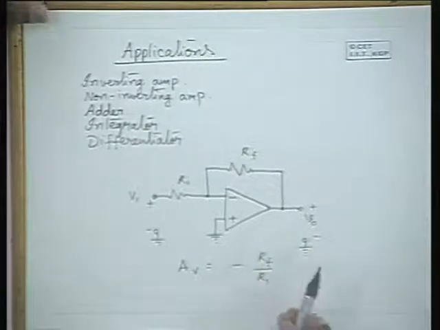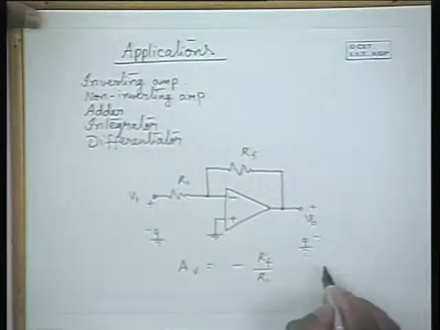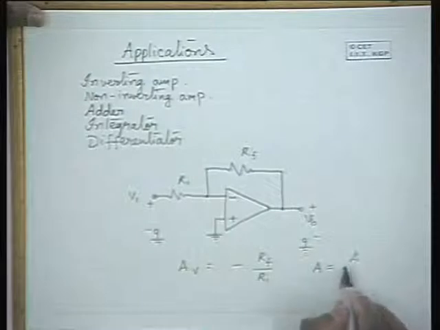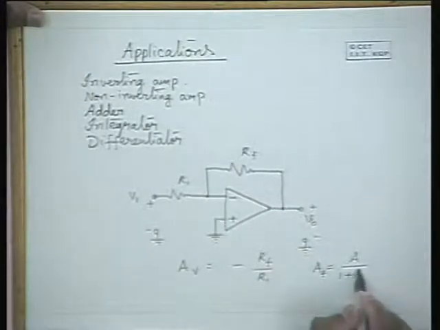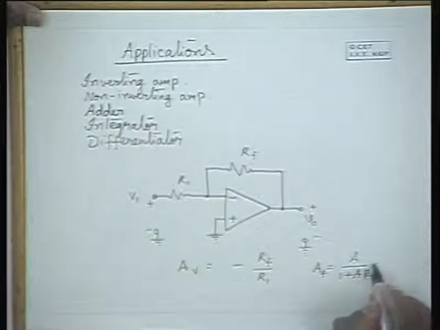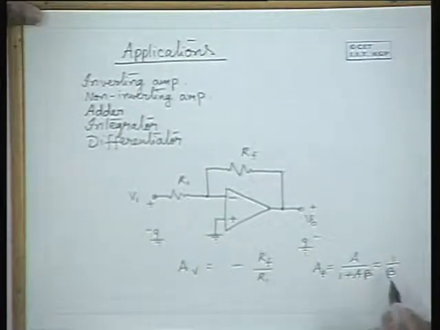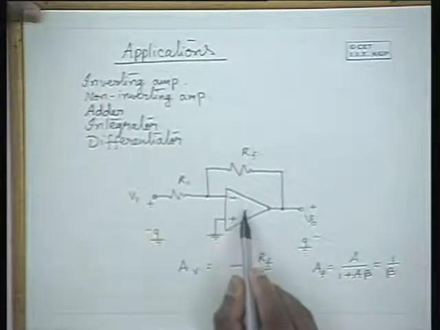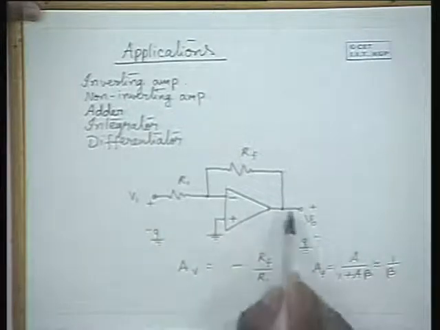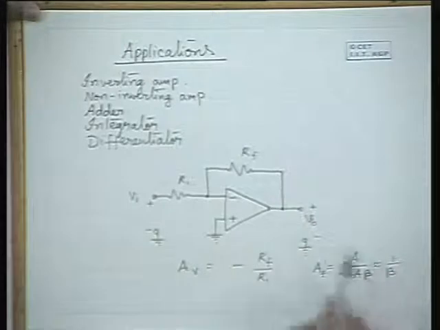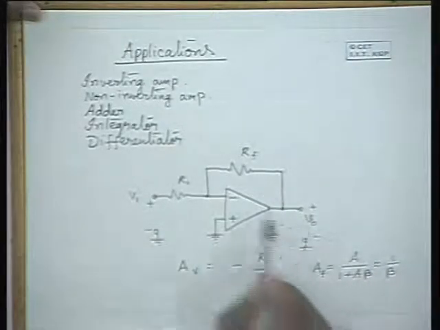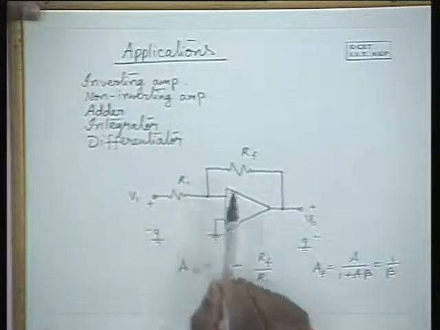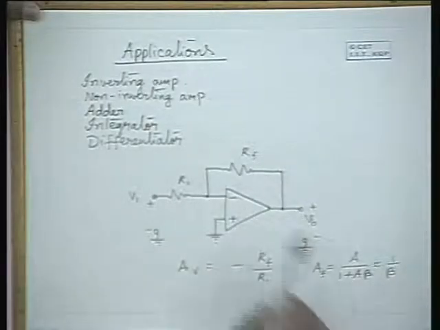As I explained to you while discussing feedback amplifiers, the gain of a feedback amplifier is given by AF is equal to A by 1 plus A beta, and when A beta is much larger than 1, this is approximated to 1 by beta. So this is what is exactly done here. Because A is very high and ideally infinity, the gain of the feedback amplifier is dependent on the feedback factor beta alone. Beta is equal to R1 by RF, and 1 by beta is RF by R1.